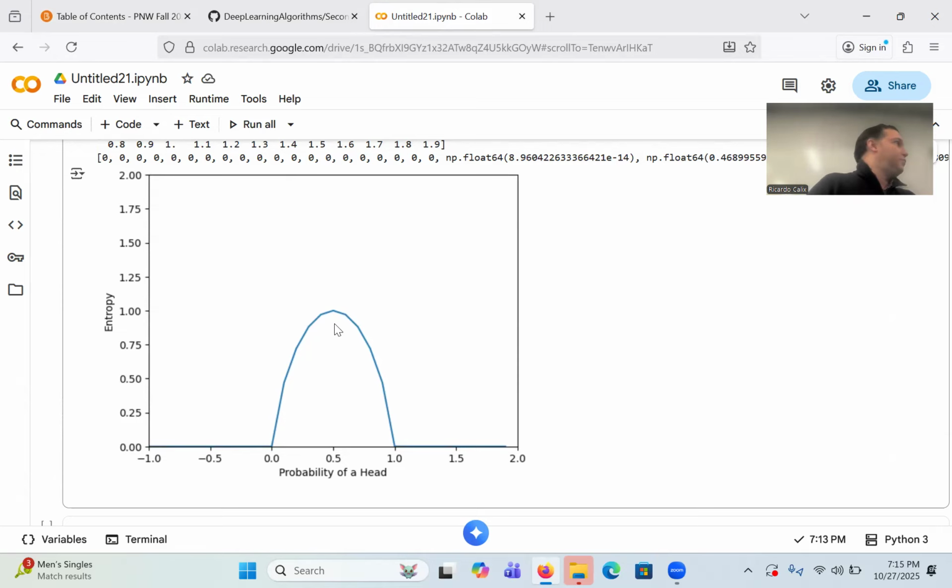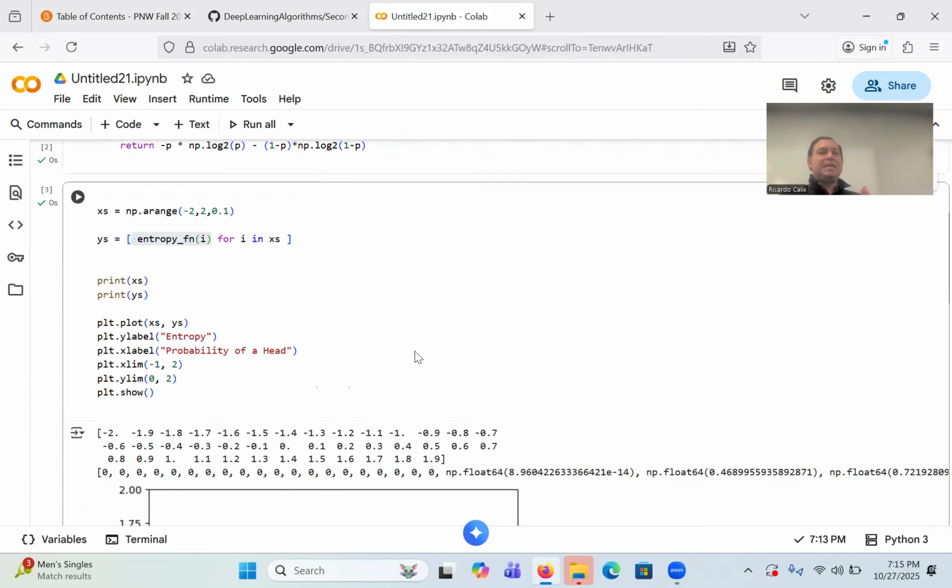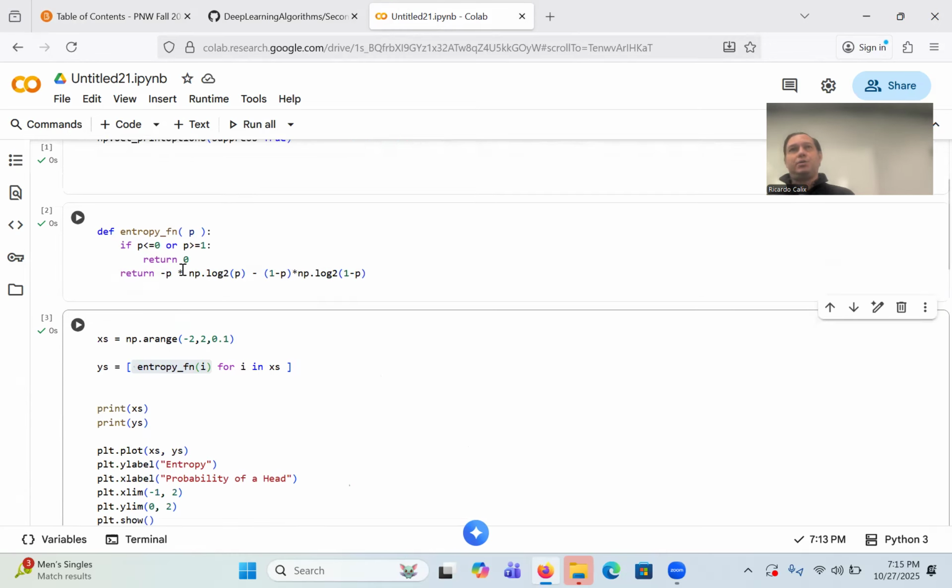It's still not a loss function. I haven't gotten there yet. This is just what Claude Shannon proposed. This is the behavior of the function.